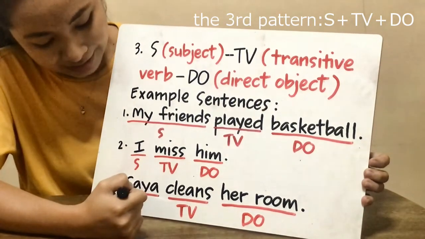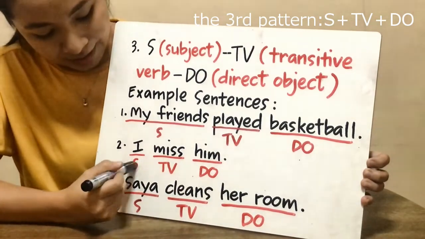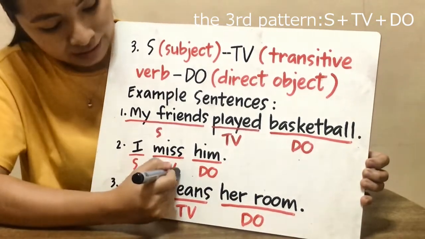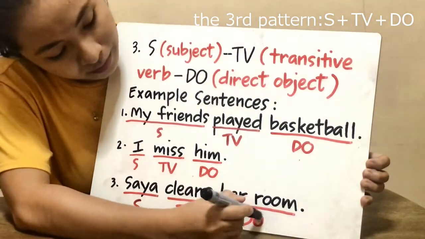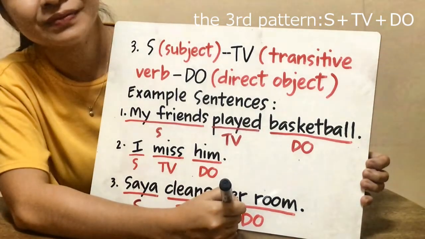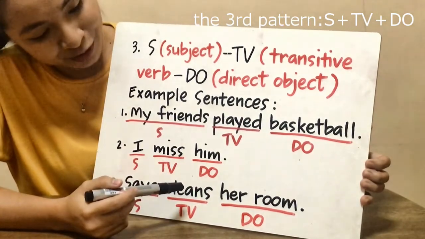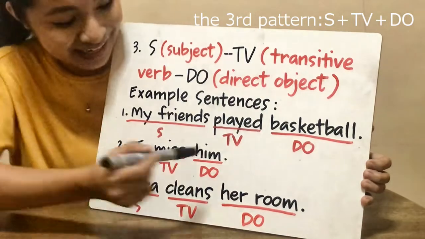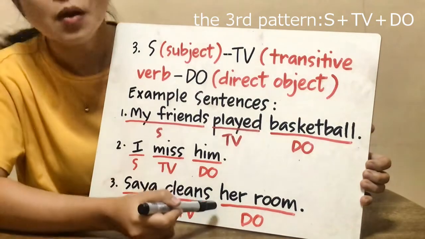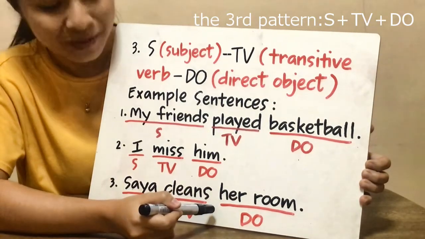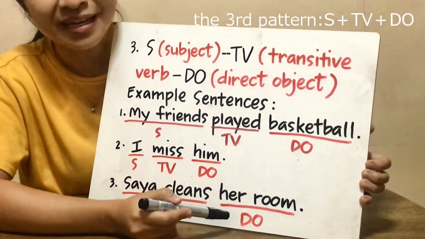Now let's try the third one. So we have here, Saya cleans her room. Saya is your subject. Cleans is your transitive verb or your TV. And then her room is your DO. So let's try to test. Let's ask. Who or what? Obviously, it's what. So let's try. Saya cleans what? Okay, so the answer is her room. So her room is your direct object.